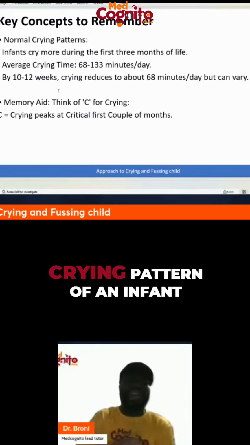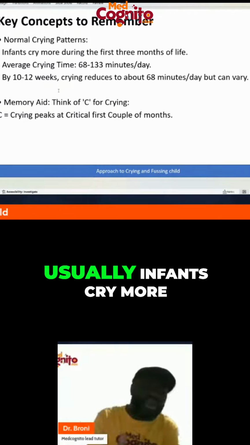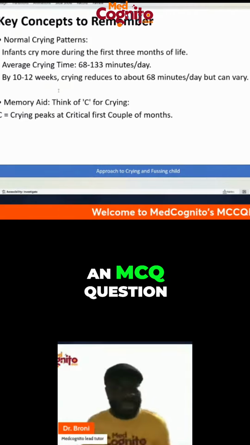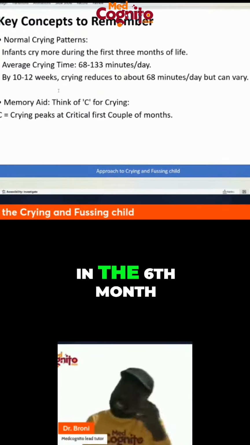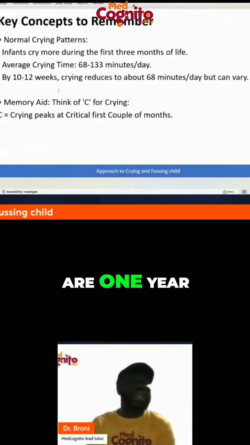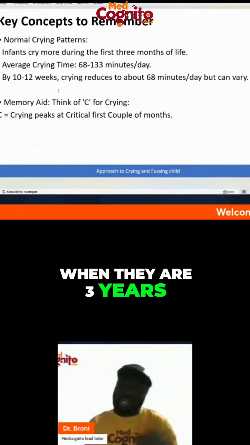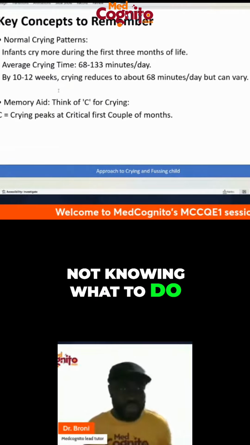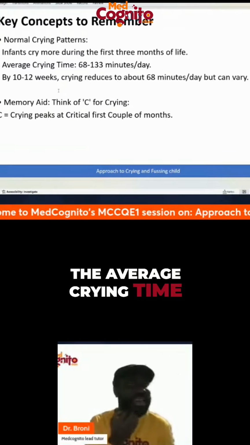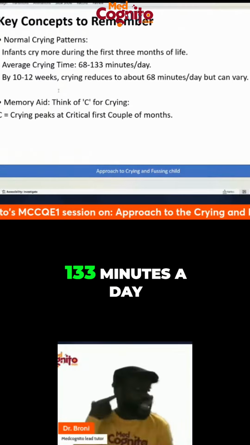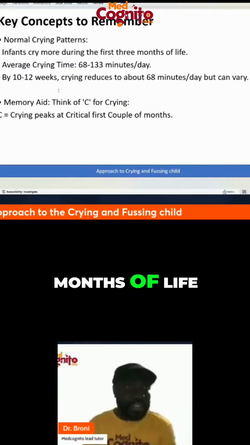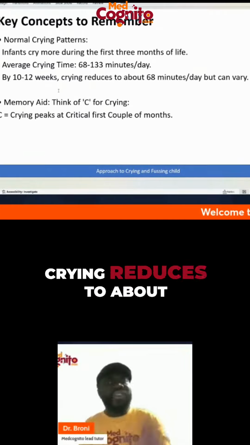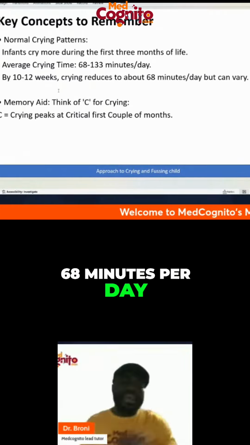What is the normal crying pattern of an infant? Usually, infants cry more during the first 3 months of life, and that can be an MCQ question. In the first month, in the 6th month, when they are 1 year, 2 years, 3 years, 5 years, and then the unprepared candidate is sitting down, not knowing what to do, right? The average crying time is between 68 to 133 minutes a day in the first 3 months of life. By 10 to 12 weeks, crying reduces to about 68 minutes per day, but it can vary.